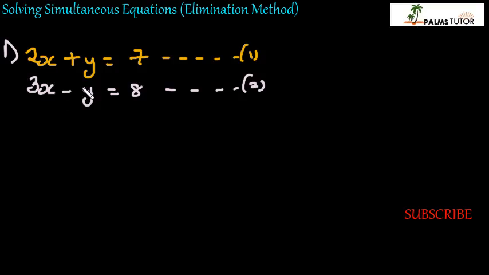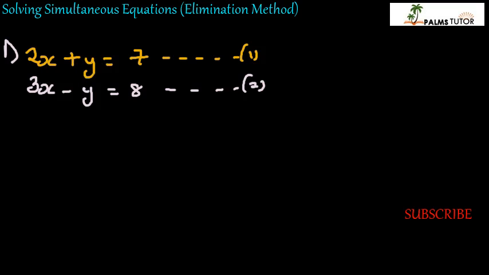Hello guys, so today I'll be explaining how to solve simultaneous equations by the elimination method. I have explained how to solve it by the substitution method. The elimination method, as the name implies, requires you to remove one of the unknowns, either by addition or subtraction.